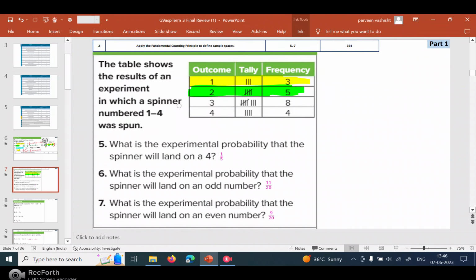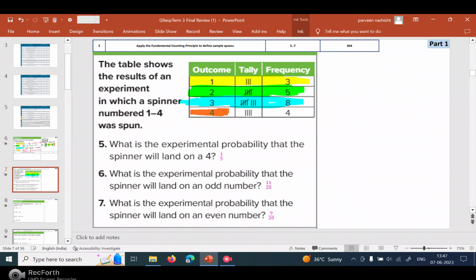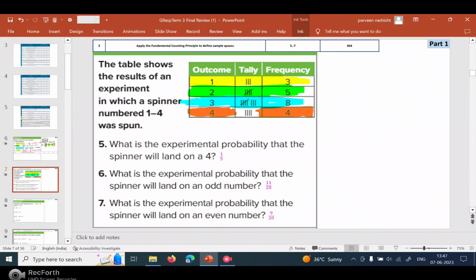Okay. And the frequency of 3 is 8 times. Okay. And the frequency of 4 is, if I see 4, it is 4 times. Now we will go to the question. Okay. So the first question: how many total outcomes are there? So try to find out.